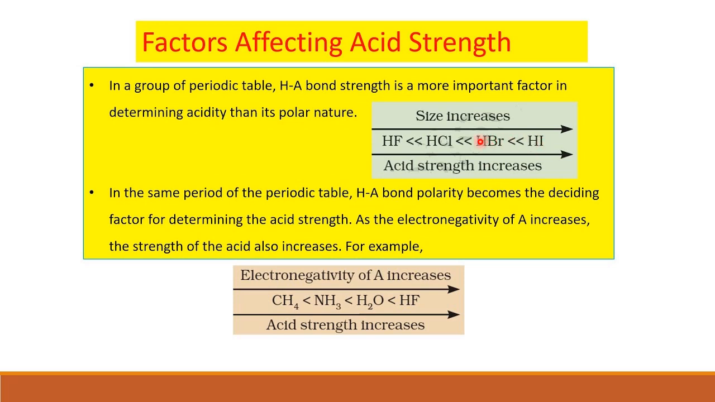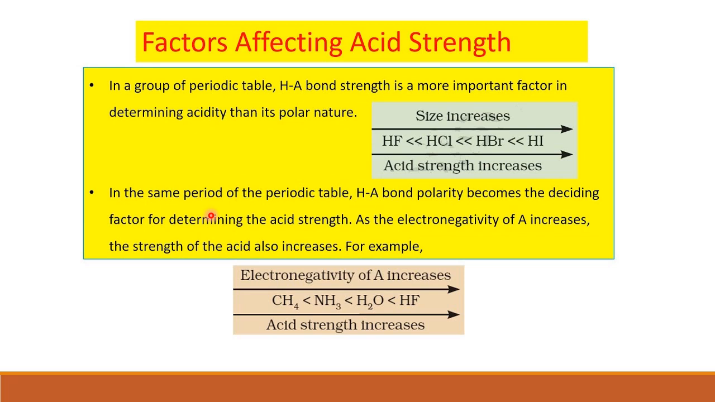So this is a strong acid. When you compare HF, HCl, HBr, HI, keeping H constant, size increases from fluorine to chlorine, chlorine to bromine, bromine to iodine, and that time this is giving H plus easily. Because this is giving H plus easily, this is the best or strong acid. That's why as size increases, acid strength also increases. So HI is a stronger acid than HF.